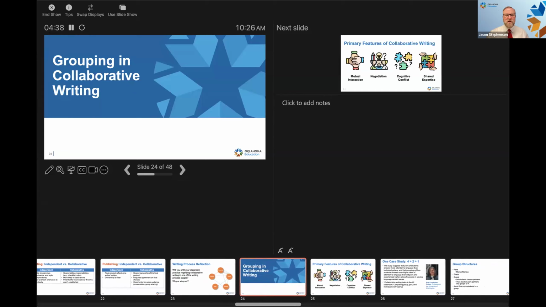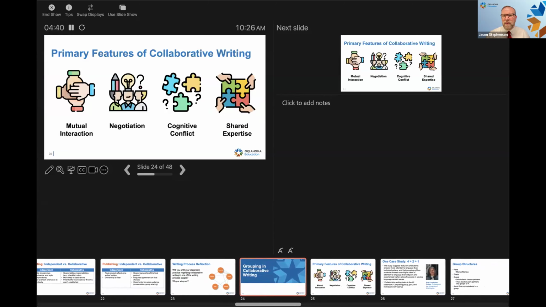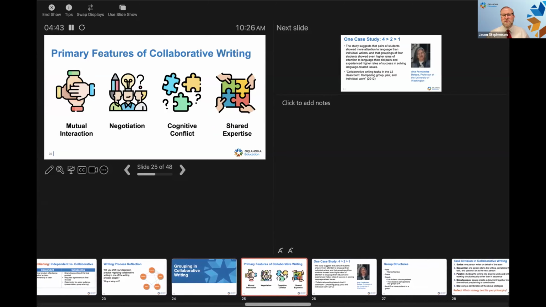This next section of the workshop is about grouping in collaborative writing. So one thing that I learned in my research for this presentation is that there are 4 primary features of collaborative writing when students are working together in all 5 stages. At first, there's an instance of mutual interaction where everyone is excited to be together and work together, figuring out what they are bringing to the table, so to speak. And then there's a period of negotiation.